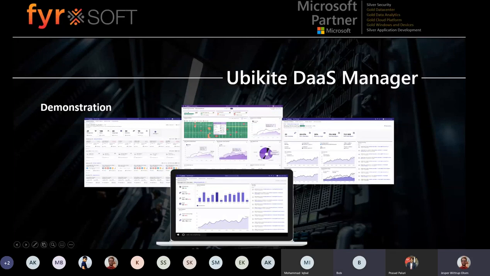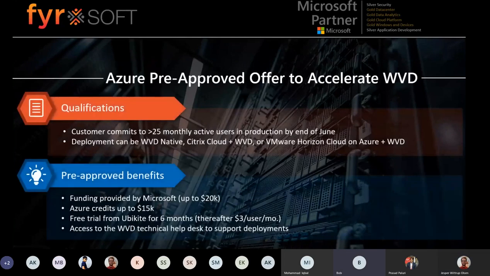One thing we wanted to cover was some of the Microsoft funding programs that are available to you and to partners. There's a host of programs available to help you get to the Azure cloud and to do things with Teams and WVD. This one program came out recently, the Azure Pre-Approved Offer to Accelerate WVD. In this program, your implementation partner gets $20K in funding, and you get Azure credits. So this is a really popular program. I hear funding is going very fast. If you're interested, you'll need to move quickly.